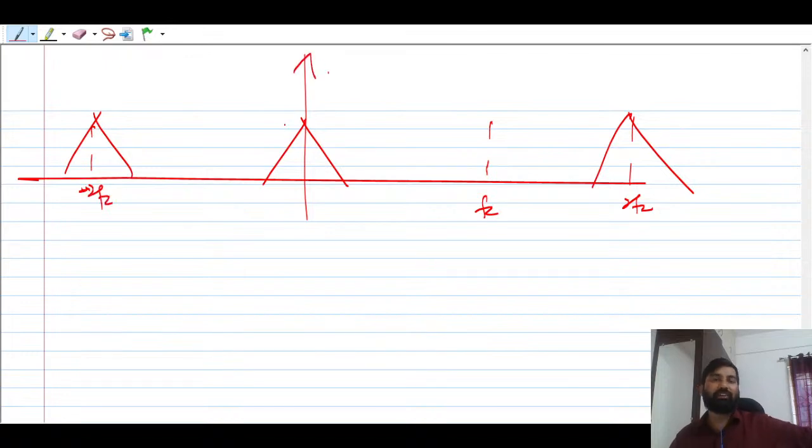Once you multiply, you can say this is nothing but k by 2. This is k by 2 only, because one signal will come from here, one signal will come from there, in the spectrum, once the spectrum is shifted.